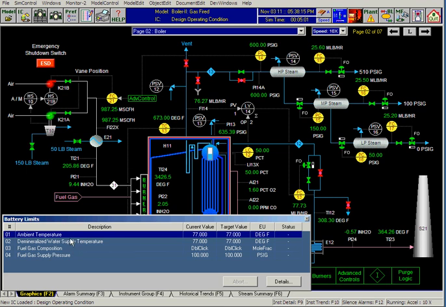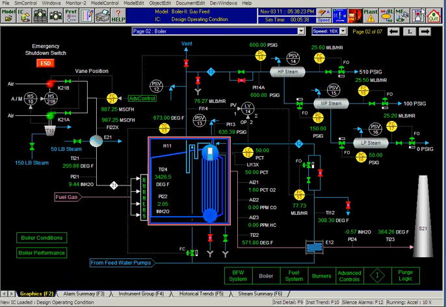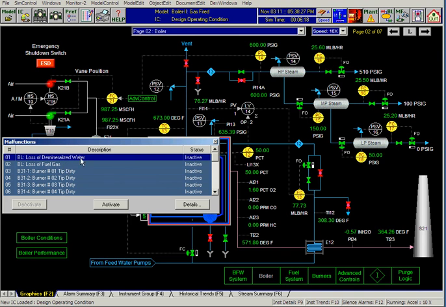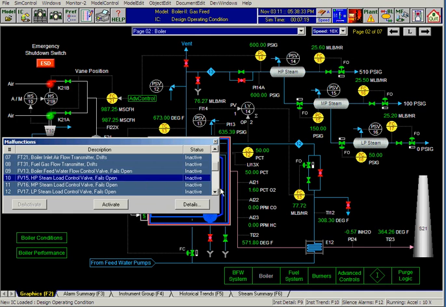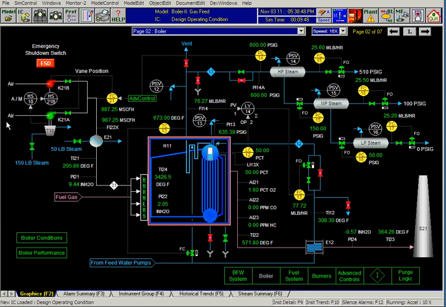We have battery limit conditions where you can change ambient temperature, fuel gas composition, and study the effects on the boiler. And then for troubleshooting, we have malfunctions like loss of demineralized water, loss of fuel gas, burner tip being dirty, control valve fails open, close, transmitter drifts, fan failure, pump failures, leaks. So these are different equipment and controls that they can learn about troubleshooting the boiler. So that's a very quick overview.